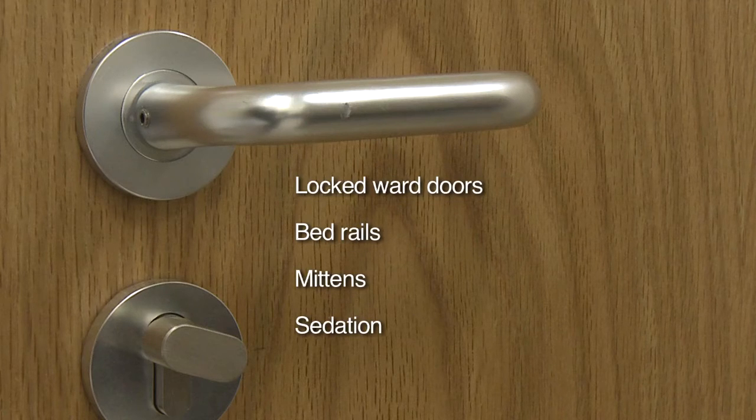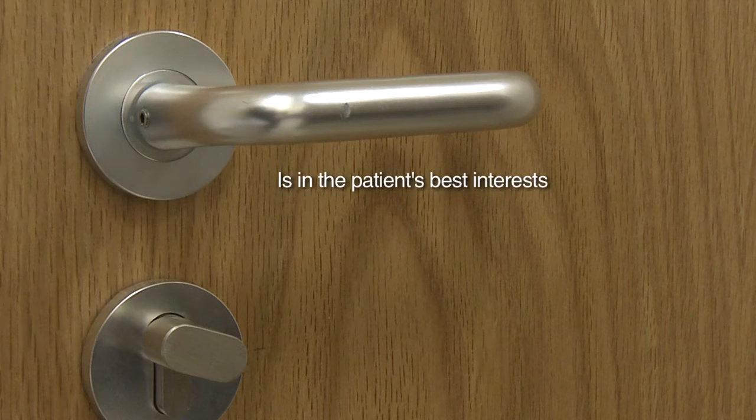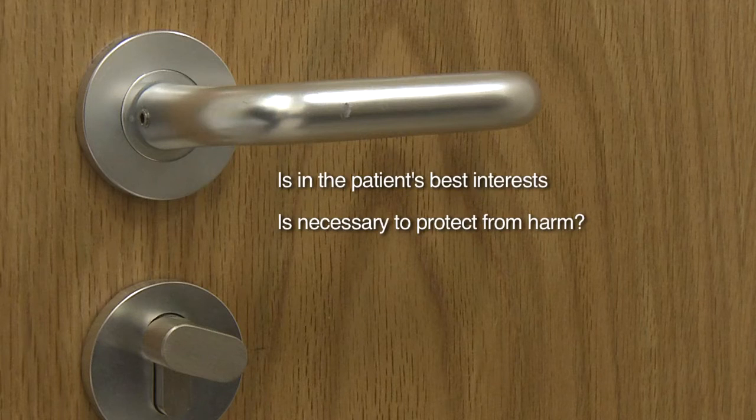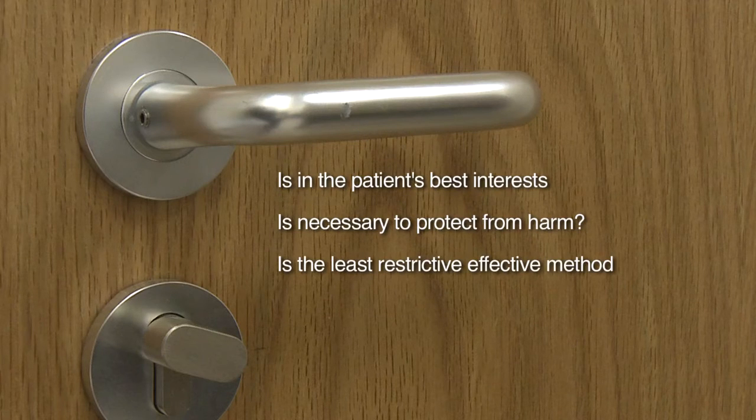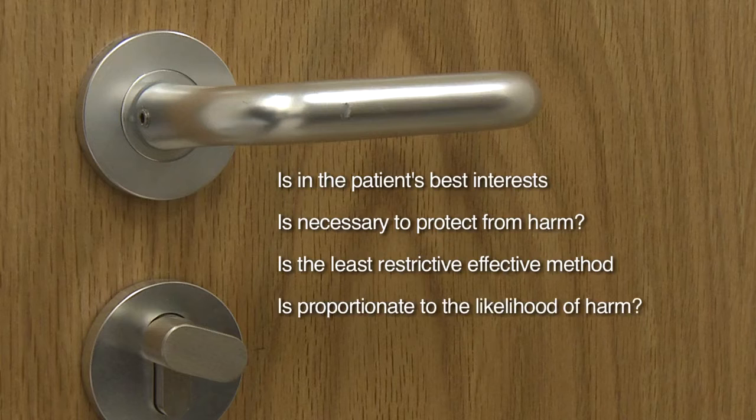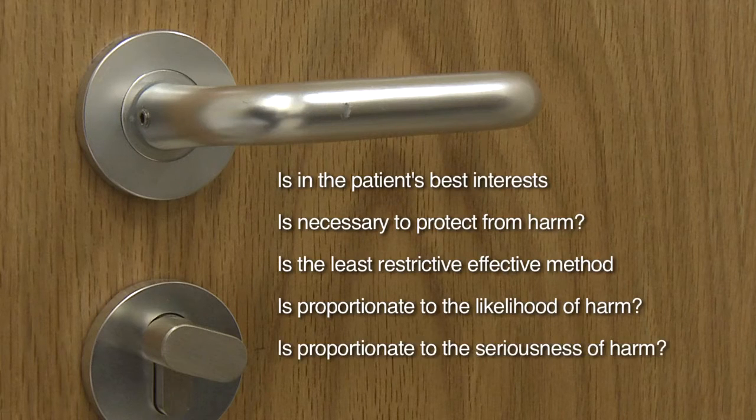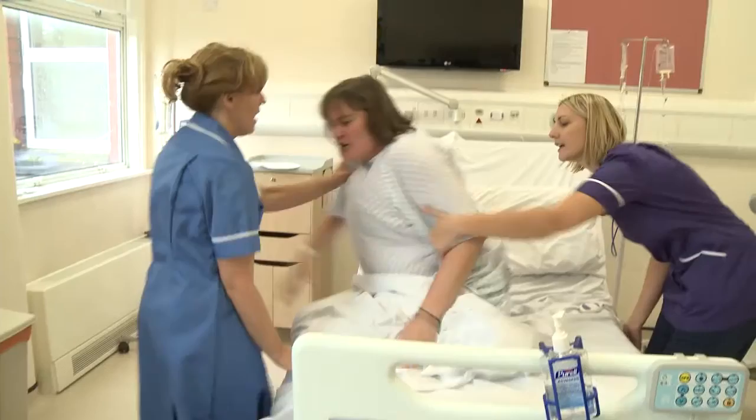If you are using any restrictive measure or restraint in a patient's best interests, then you must be able to demonstrate that the restraint measure you are using is in the patient's best interests, is necessary to protect from harm, is the least restrictive effective method, is proportionate to the likelihood of harm, is proportionate to the seriousness of harm.